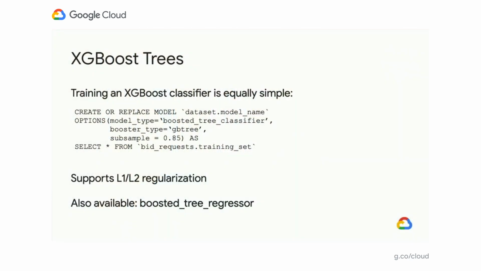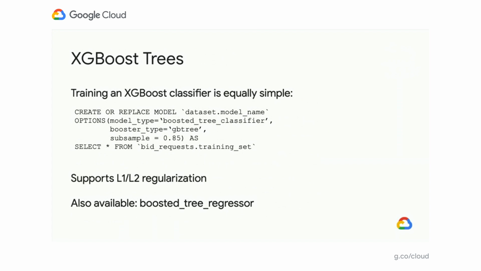We also tried XGBoost, which is sort of the hottest algorithm around since random forests. Again, you can see that very little is changing here. Same training data set, just a different model type. In addition to parameters specific to XGBoost, such as the booster type, it also supports L1, L2 regularization, and other options. There's even a boosted tree regressor if you want to do regression instead of classification. Just change the model type.